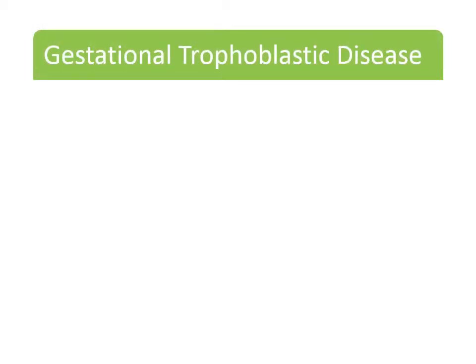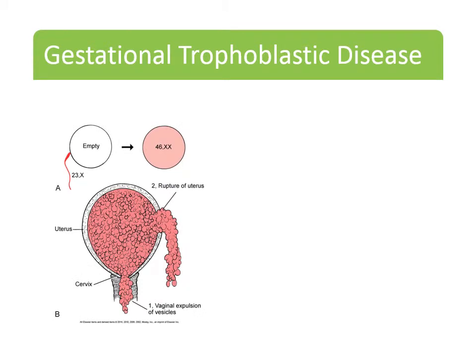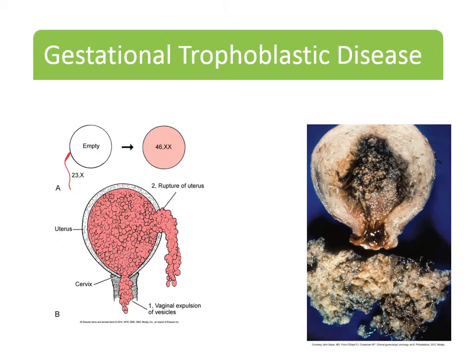Gestational trophoblastic disease. Hydatidiform molar pregnancy is a benign proliferative growth of placental trophoblasts in which the chorionic villi develop into edematous, cystic, avascular, transparent vesicles that are grape-like clusters caused by abnormal fertilization. As you can see here, this is what the grape-like clusters look like.